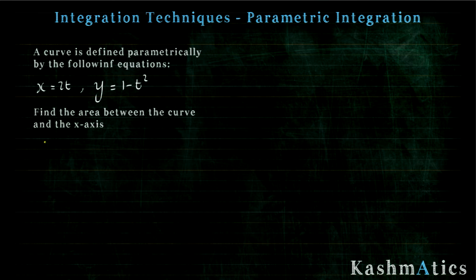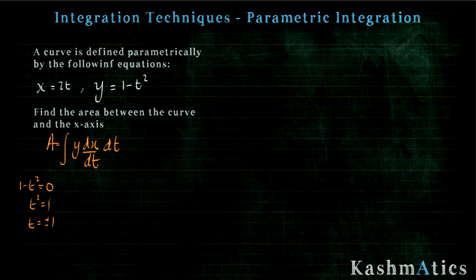Before we start this first example, let's remind ourselves of the area formula. So A equals the integral of y dx by dt dt. Okay, now the first thing I need to do is work out what my limits are. So I need to know when y is equal to 0. So 1 minus t squared equals 0, which means t squared is 1, t equals plus and minus 1. Okay, so that's nice and easy. That's what our limits are going to be.